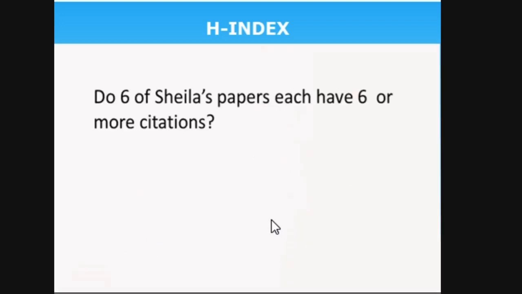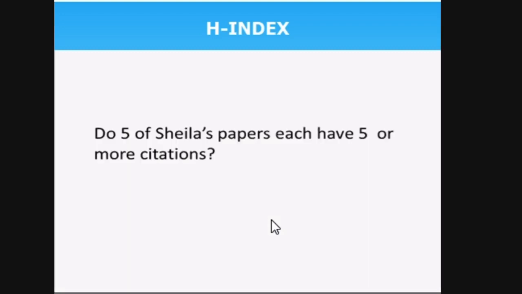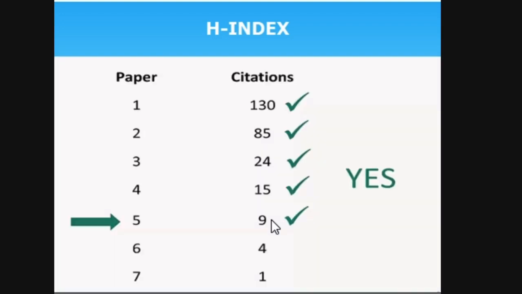I am taking you back to this question again. Do 6 of Celia's papers have 6 or more citations? The answer is no. So again we minus 1 paper. Do 5 of Celia's papers each have 5 or more citations? Definitely the answer is yes. See, 5 papers have more than 5 citations. Here we are taking 5 papers, and here the citation is 9, which is more than 5.